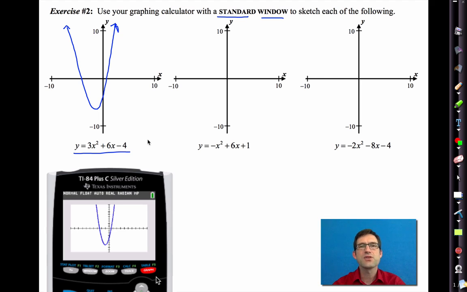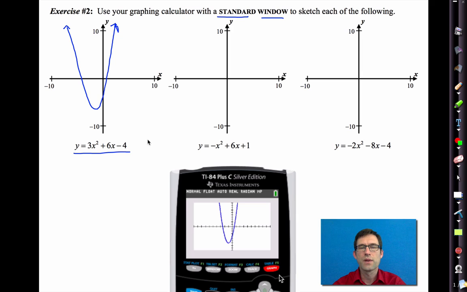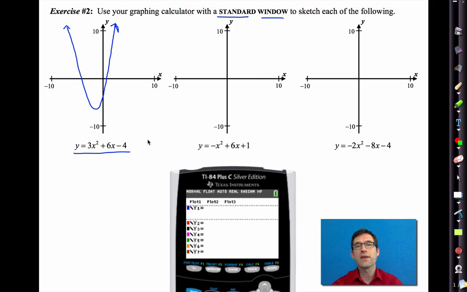Okay, let's actually do the next one together, and then we'll have you do the last one on your own, okay? So let's do this. Let's hit y equals again. Okay, let's clear out the one that we just did. All right, and now let's enter in this next one. Now I know it says negative x squared. We can put that in as negative 1 times x squared or just negative x squared. That's okay. And I'm just going to enter it the way it looks.